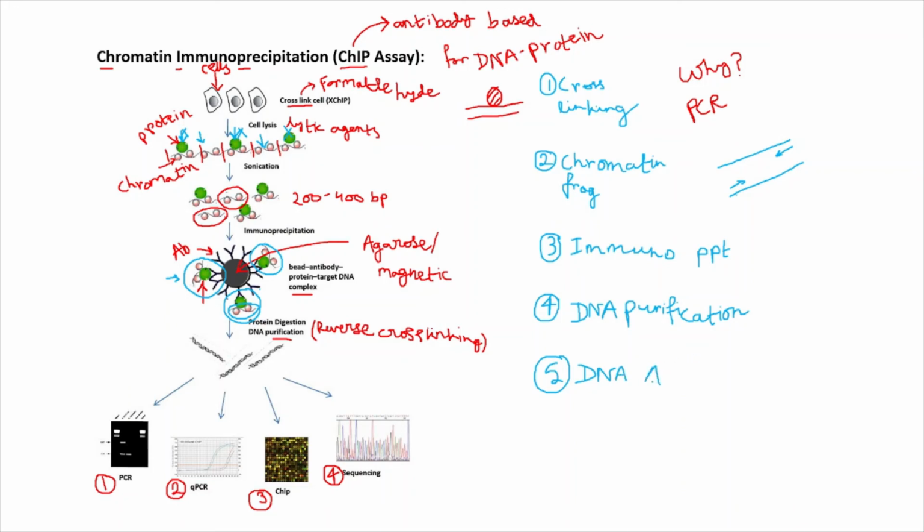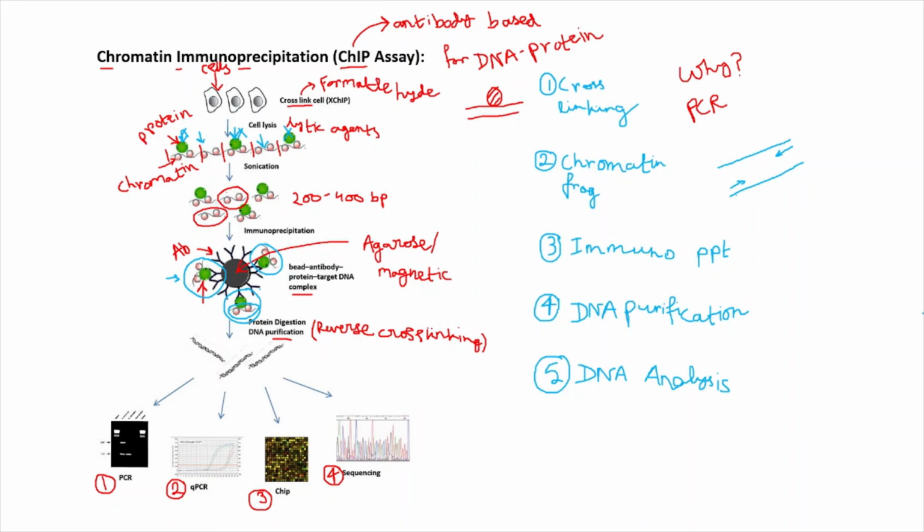You can perform DNA analysis by PCR, either qPCR, where you can observe it in real time, or you can perform microarray, or you can perform automated DNA sequencing. So these are the 5 steps by which chromatin immunoprecipitation can be performed.